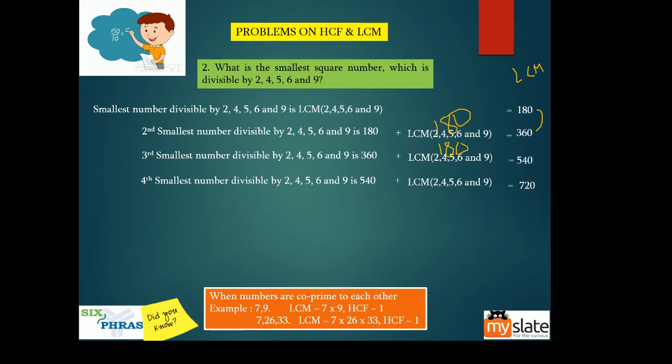Now you know, by continuing like this, the first smallest square number divisible by this, you will arrive at 900. Now 900, you all know, is a perfect square, because 900 is nothing but 30 into 30.